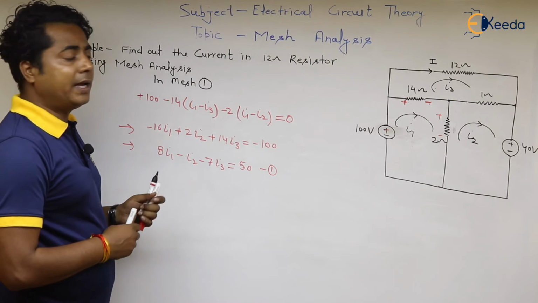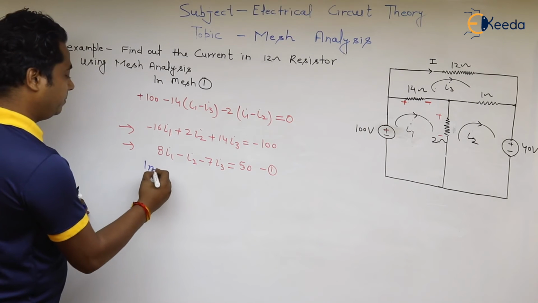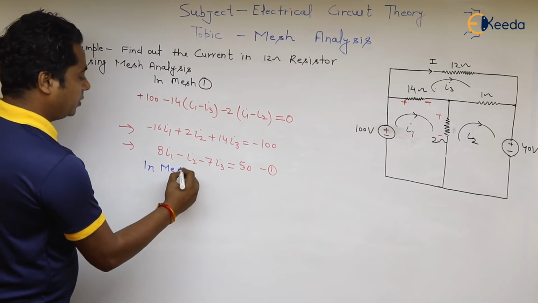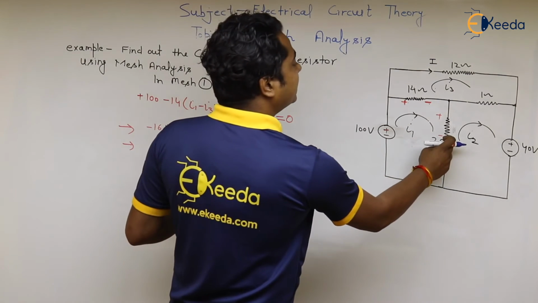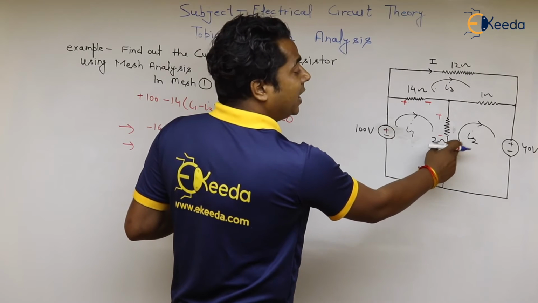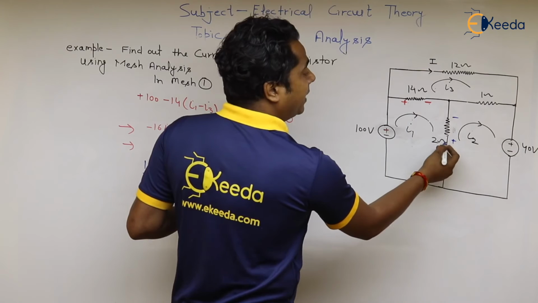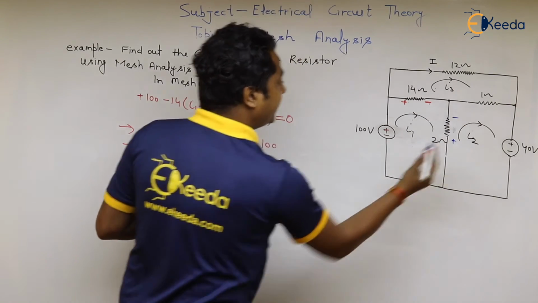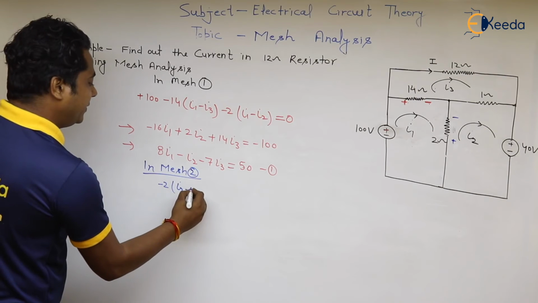Now we will apply the KVL in mesh number 2. In mesh number 2, we can start from here. If we are applying the KVL in mesh number 2, then we will be assuming I2 greater than I1, so the plus sign will be here and minus sign will be here. Minus 2, we are starting from here. Minus 2 times (I2 minus I1).